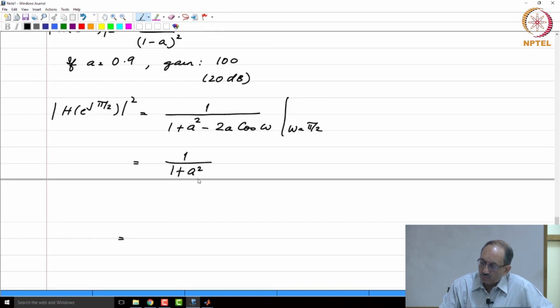And for a equal to 0.9, this turns out to be 1 by 1 plus 0.9 whole square. So, this is 1 by 1.81 and this roughly is 0.55.